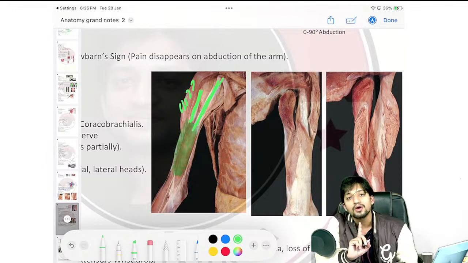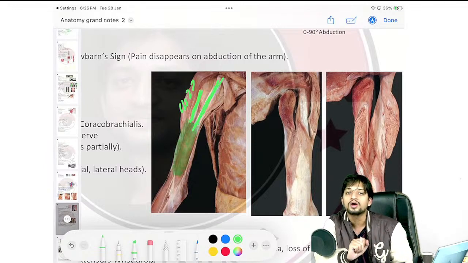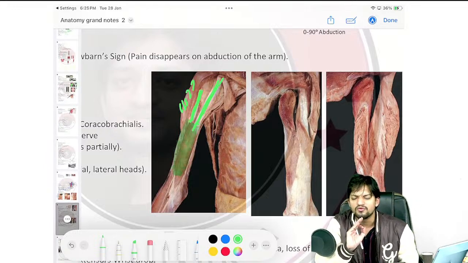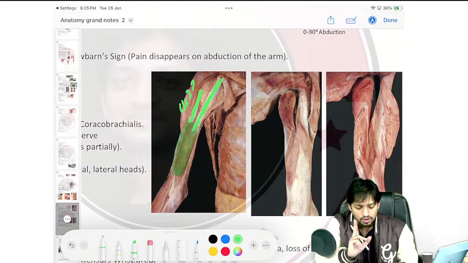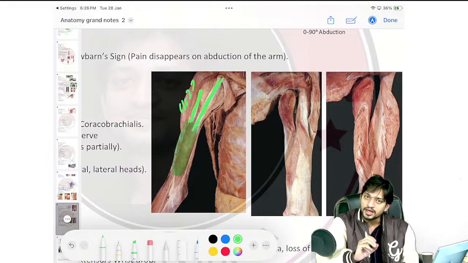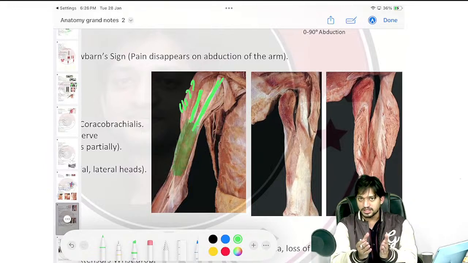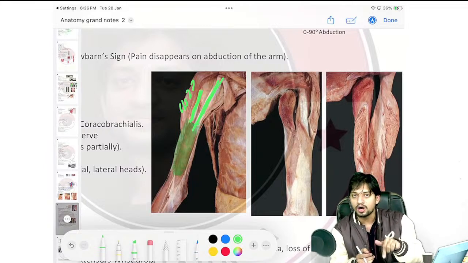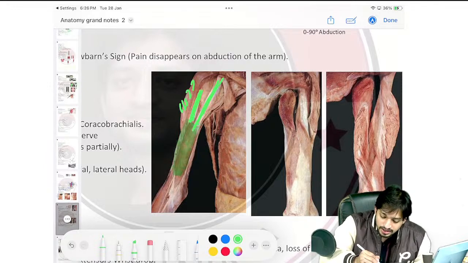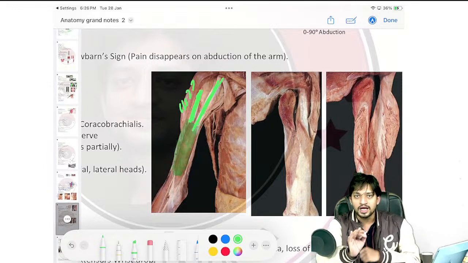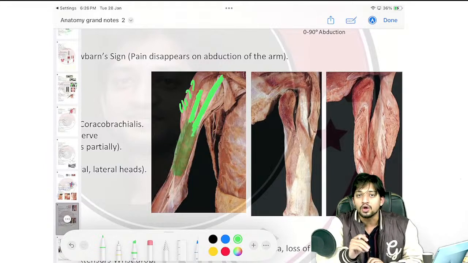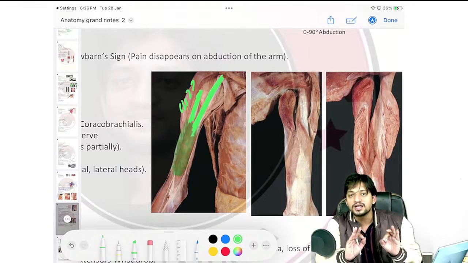One more thing I would like to say. Suppose you forgot in the examination which is the long head and which is the short head, how to remember? Very simple trick. Look carefully at what is happening. In the two-dimensional cadaveric image, it is the long head that appears short, and it is the short head that appears long in the case of biceps brachii. Very simple trick to identify.